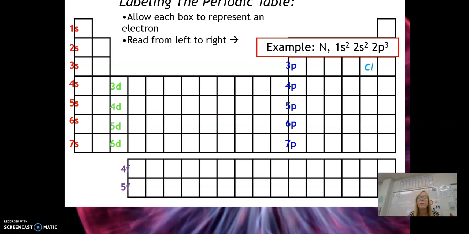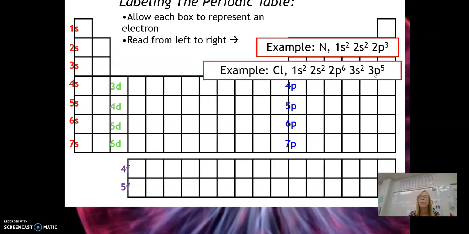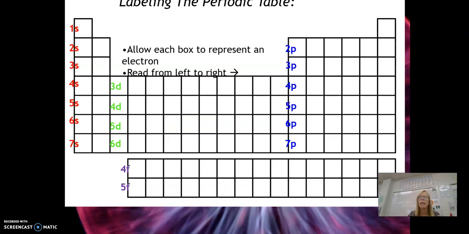All right, let's say we were doing chlorine. Chlorine, 1s2, 2s2, 2p6, 3s2, and then 3p5, right?